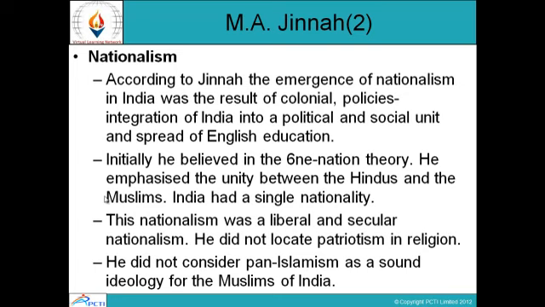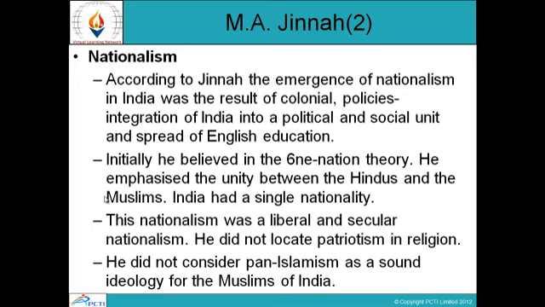Nationalism. According to Jinnah, the emergence of nationalism in India was the result of colonial policies, integration of India into a political and social unit, and spread of English education. So these were the factors responsible for the emergence of nationalism. Initially, he believed in the one-nation theory. He emphasized the unity between the Hindus and the Muslims. India had a single nationality where all religions lived together. This nationalism was a liberal and secular nationalism.